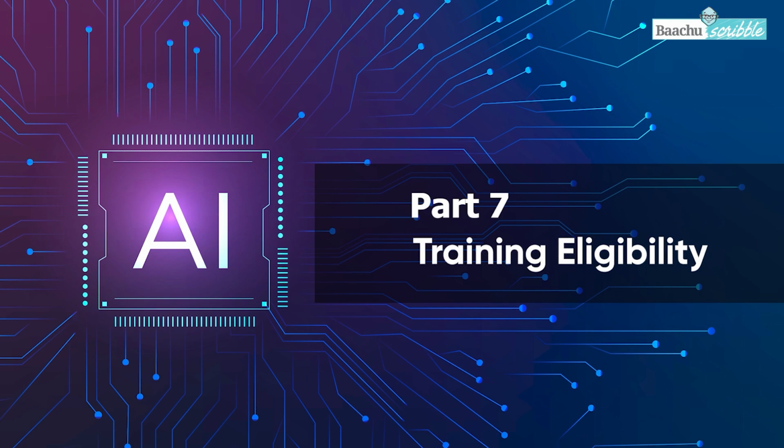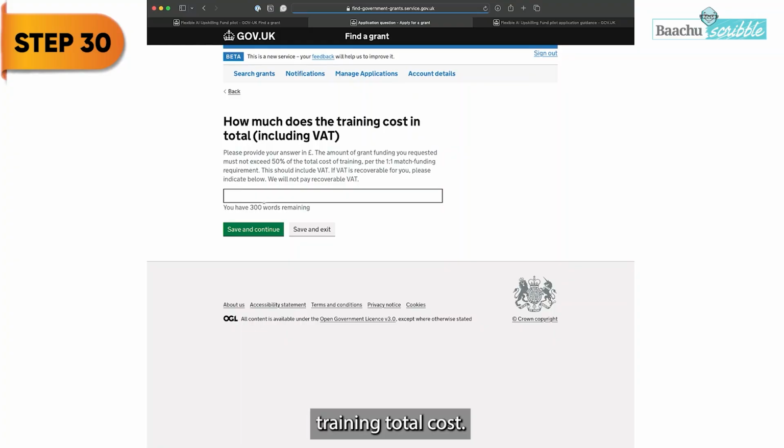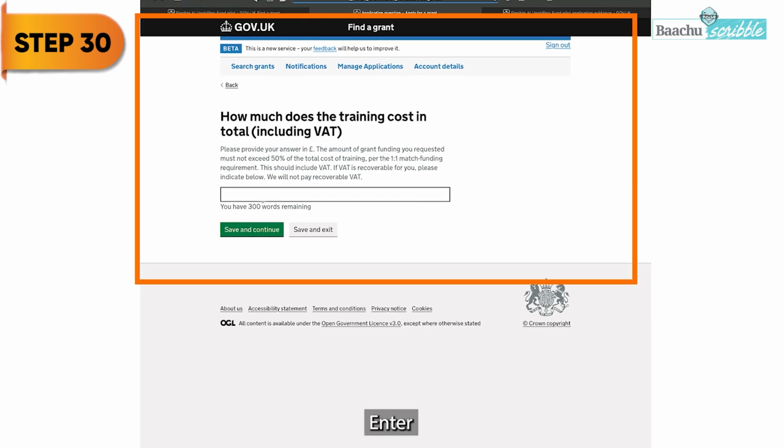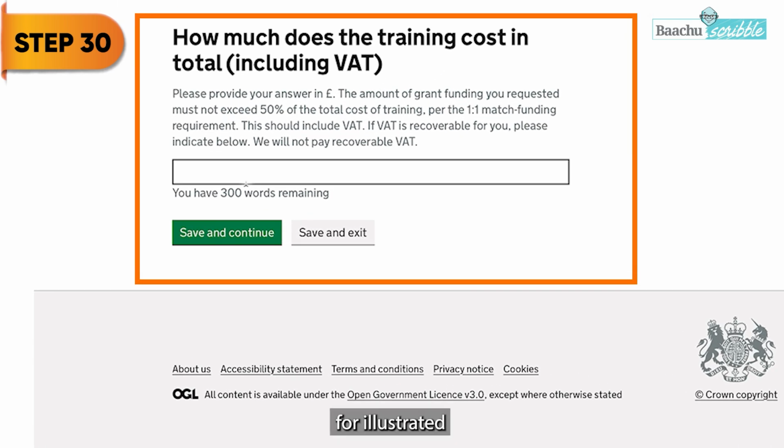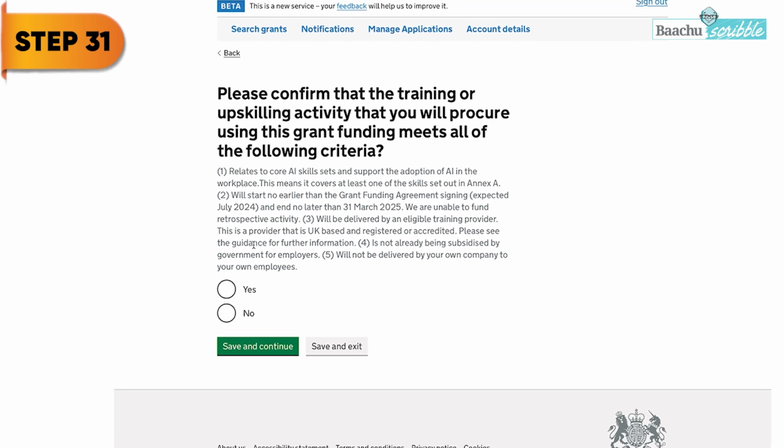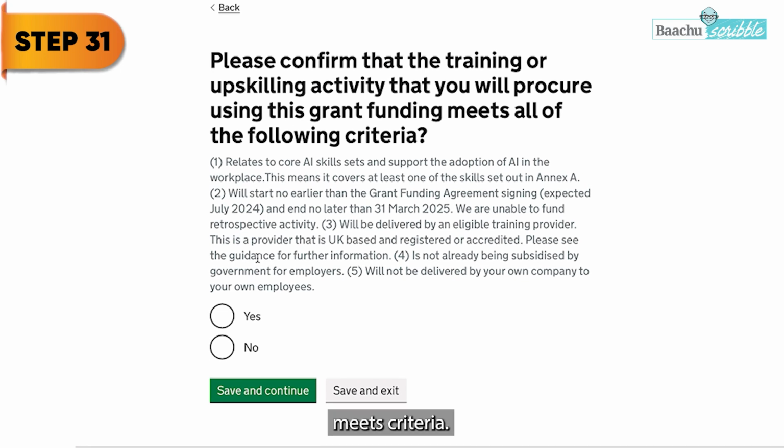Part 7. Training eligibility. Step 30. Training total cost. Enter in the total cost of training. AI Accelerator training packages are illustrated below for guidance. If you aren't sure about the cost of training you want to take, we suggest maximizing your grant application at this stage. Step 31. Confirm training meets criteria.